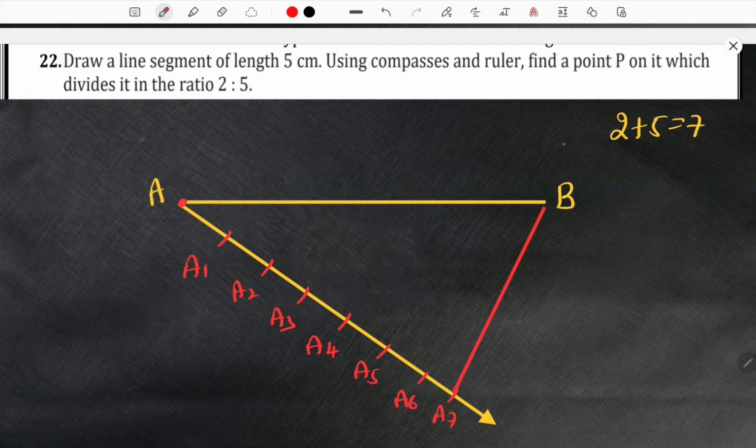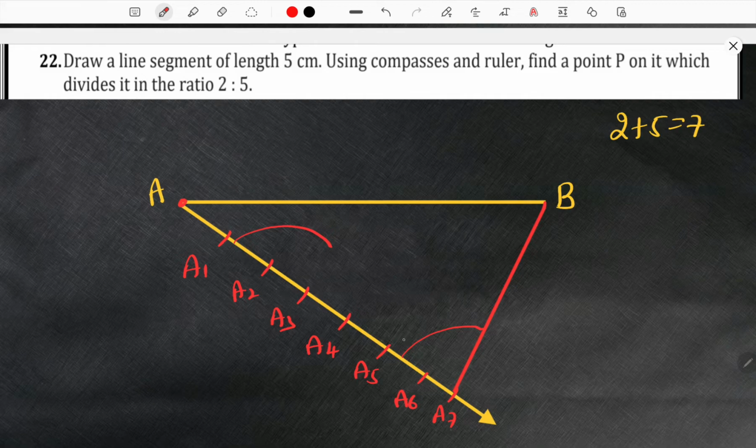Once you have joined it, now take an arc, keep the needle here and draw an arc here. Alright, you got an arc. Now don't change the compass. You take the same value and come to A2, and here also you draw the arc like this. Same arc, whatever you have drawn. You keep the needle here because 2 ratio to 5 is there, and draw an arc.